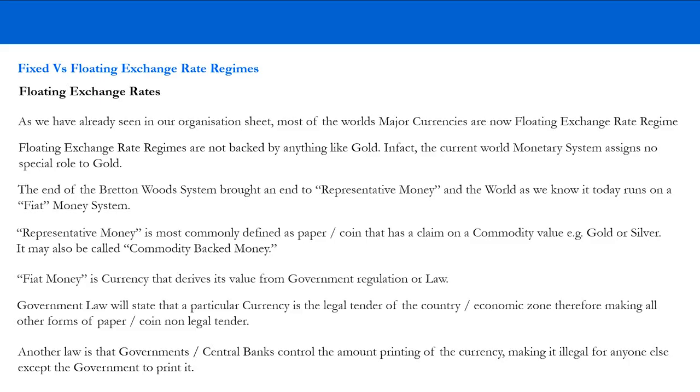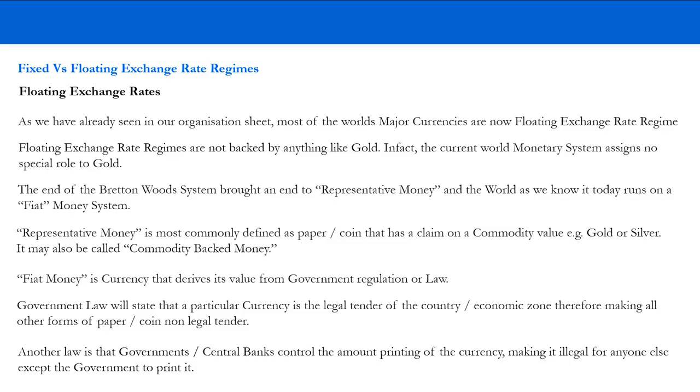Representative money is most commonly defined as paper or coin that has a claim on a commodity, so, for example, gold or silver. It can also be called, quite generically, commodity-backed money. Fiat money is currency that essentially derives its value from government regulation or law. The government law basically just states that a particular currency is legal tender of that country or economic zone, and that makes all other forms of paper or coin non-legal tender.